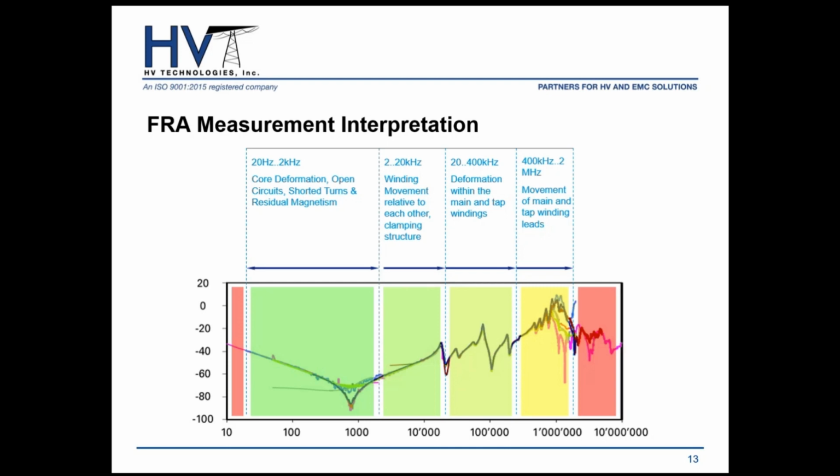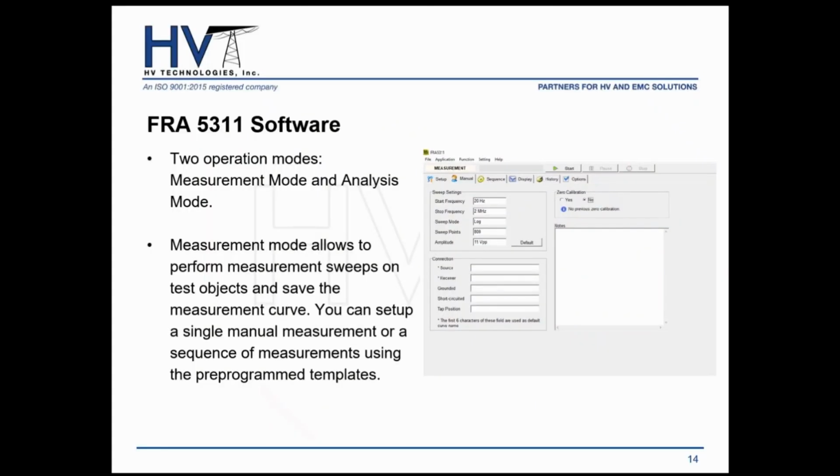So basically, you'll have this characteristic curve, and with the analysis tool, you'll be able to superimpose curves one on top of each other, or put your historicals on top of each other, and that's where you'll be able to gauge the differences between each curve. All of that is done with the software tool that is included with the 5311.